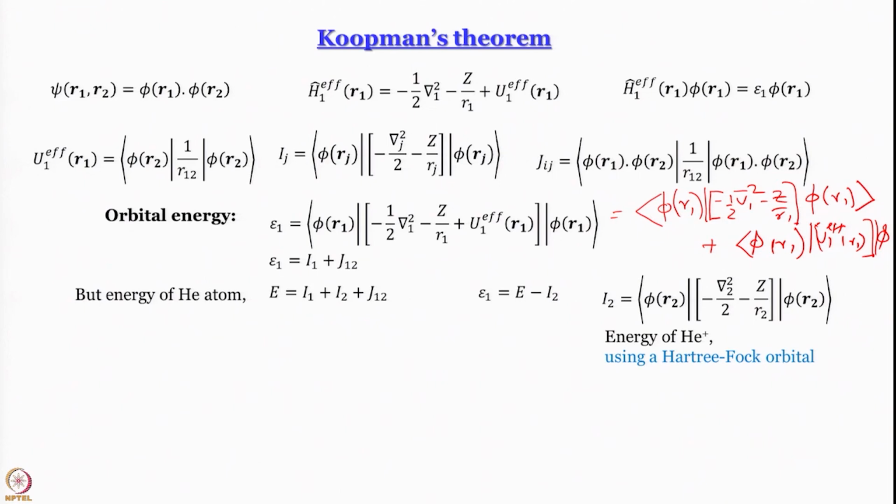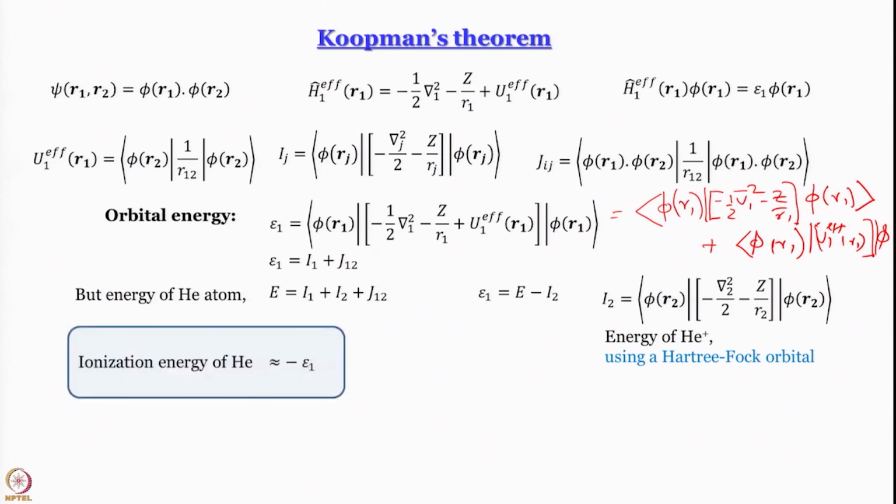So, if we just plug that value, what does it turn out to be? This minus epsilon 1 turns out to be the ionization energy of helium. What is ionization energy? Energy of He plus minus energy of your helium atom. So, essentially it is going to be minus of the right hand side, so minus epsilon 1. So, we see that this epsilon 1 that we got, the negative of that gives us a good measure of the ionization energy of helium, and that is the celebrated Koopman's theorem.